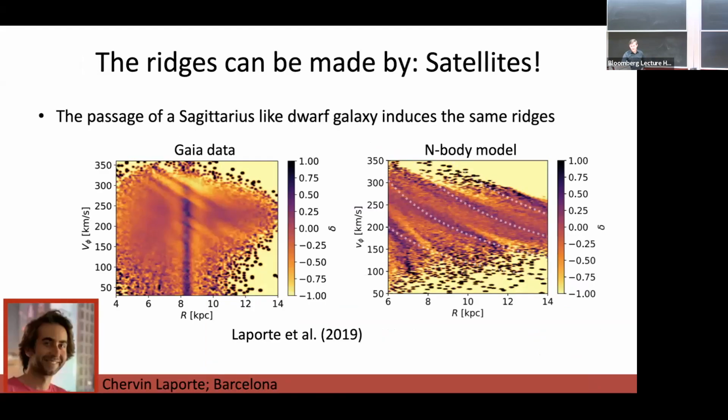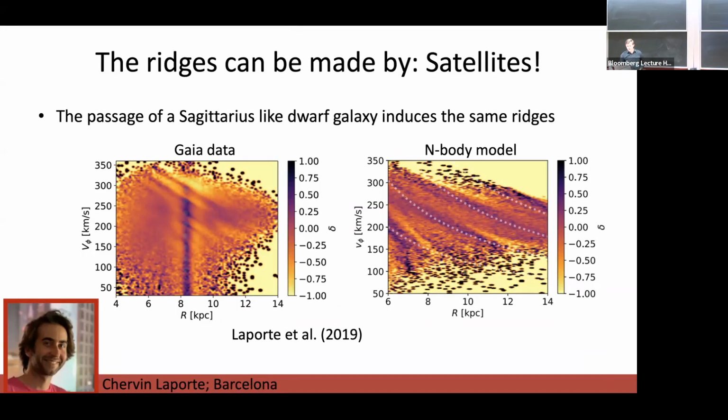And just to add further, these ridges in this space can also be made by the impact of satellites on the galactic disk. This is another live N-body model from Sherwin Hunt. He has another projection of the Gaia data on the left, and these ridges are here. When he drops a dwarf galaxy into an N-body disk, you make the same ridges. However, in this instance, you're really making spiral arms with the impact of the galaxy, which then make ridges. So how you disentangle it is a bit more of a gray area.